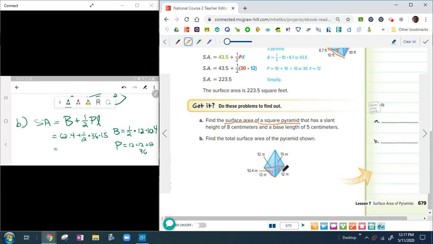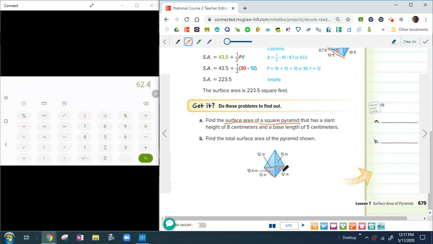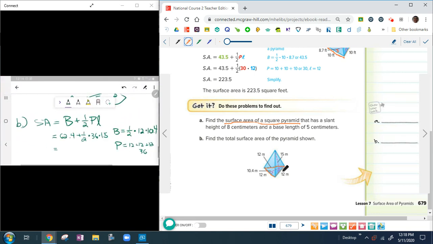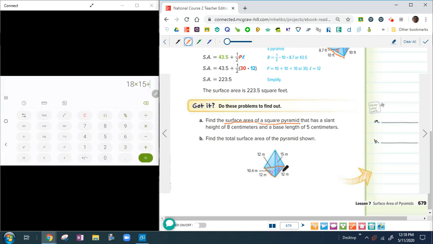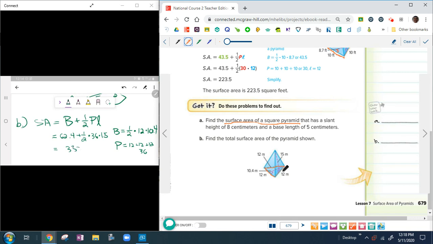All right, what do we got here? Okay, half of 36 would be 18. So 18 times 15, 270. And then we're going to add to it. What are we adding to it? Oopsie. Adding to it 62.4. So 332.4. And the surface area is always square units, so meters squared.